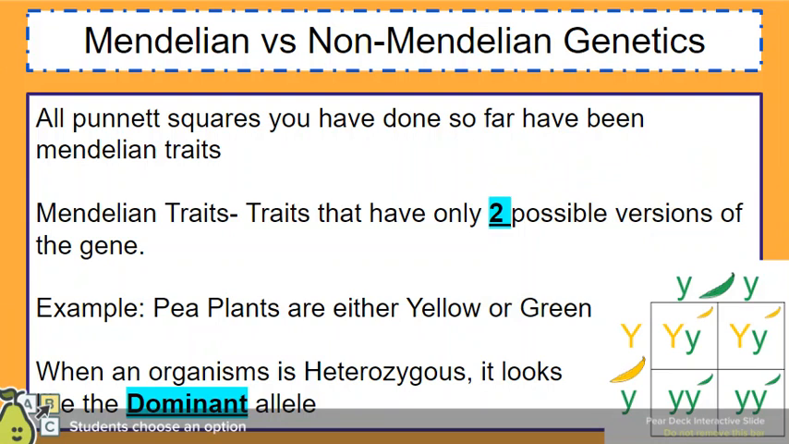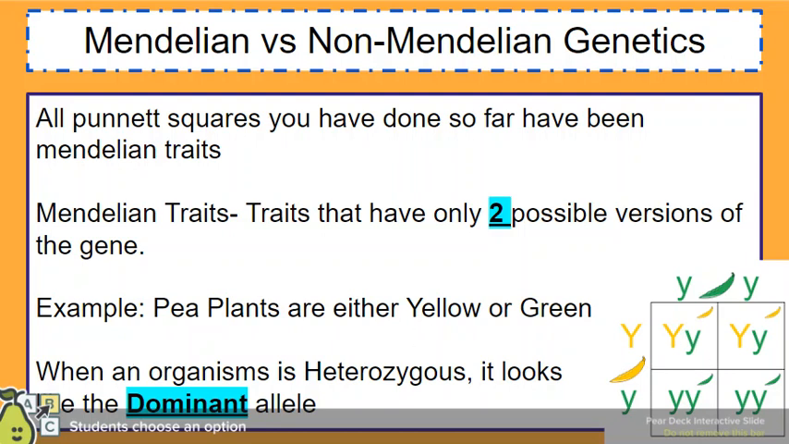So what we previously learned is that all Punnett squares you've done so far have been Mendelian traits. Mendelian traits only have two possible versions of a gene, dominant and recessive. For example, pea plants are either yellow or they're green. That's it. If a plant is heterozygous, it's going to look like the dominant allele. In this case, as you can see from this Punnett square, big Y, little y means it's heterozygous, so it's going to look yellow. You're not going to see the recessive green trait at all.